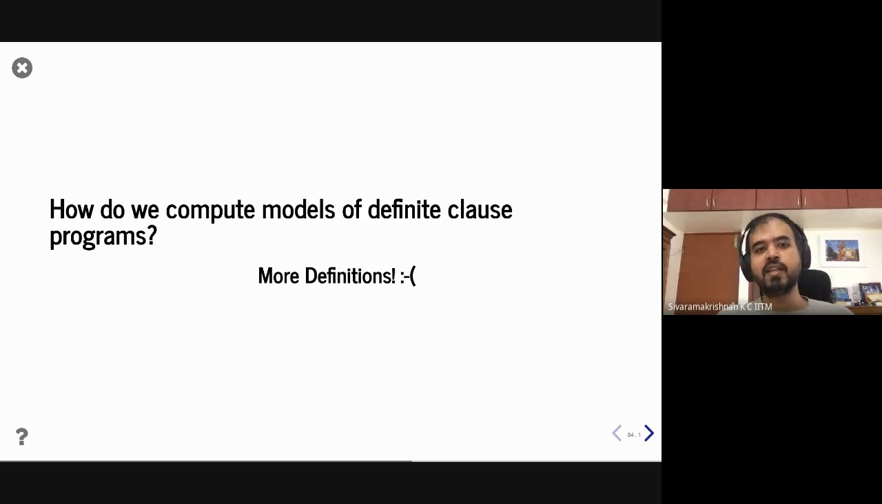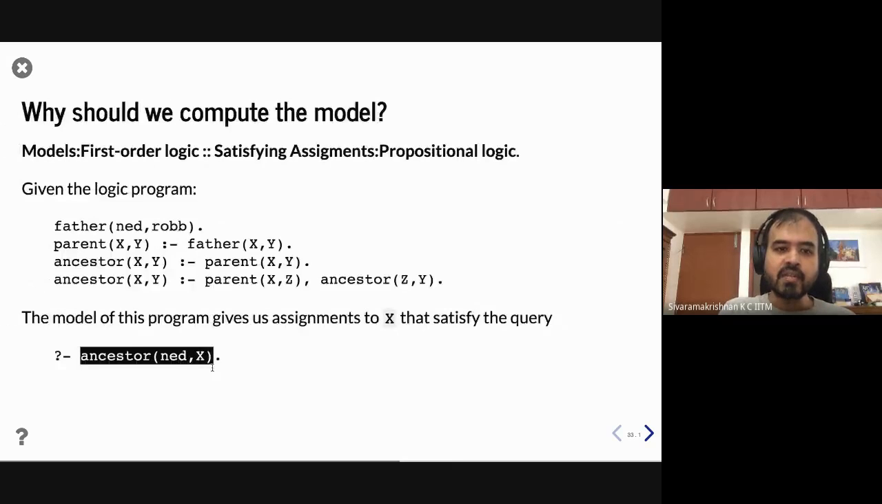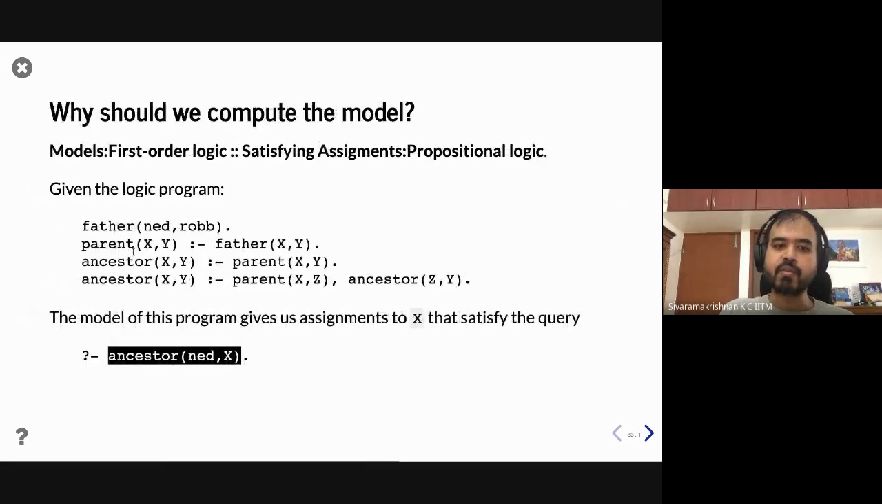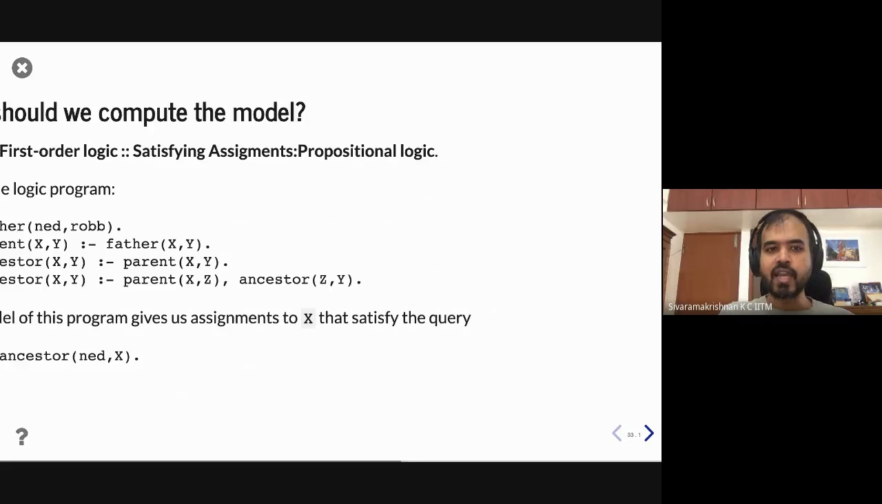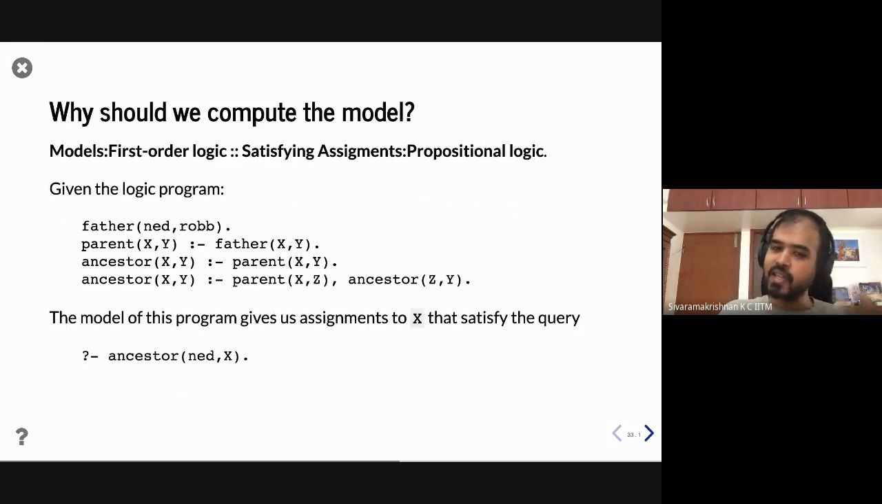So the next question that you want to have is, how do we actually compute the models for definite clause programs? Because that is intimately related to answering queries about Prolog programs. Okay? But in order to look at that, we will have to see more definitions. So if you have any questions on any of this, these are mostly definitions so far. You can ask, because I'm going to throw more definitions at you, unfortunately. But if you have any questions at this point, you can ask.